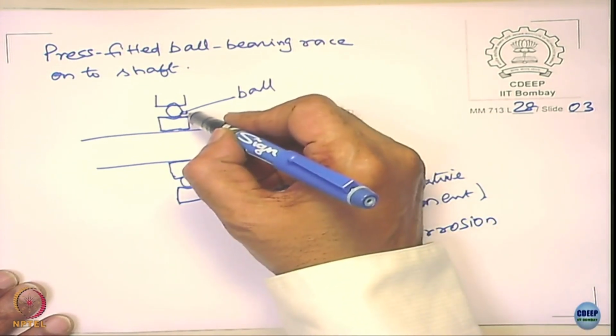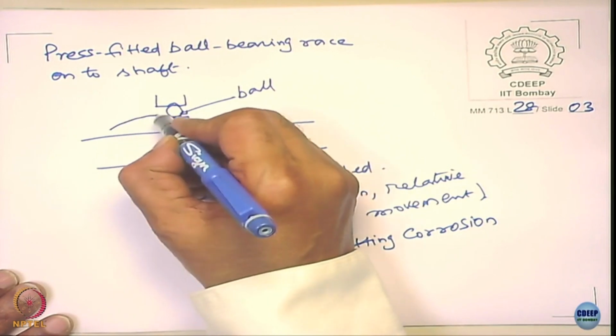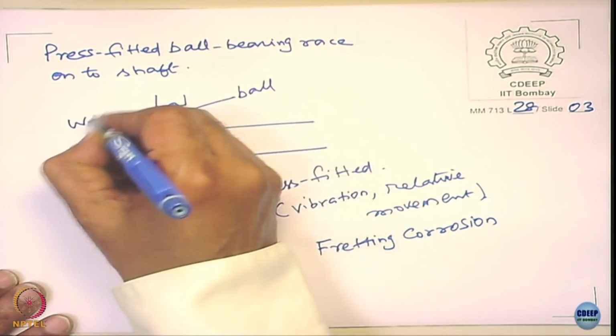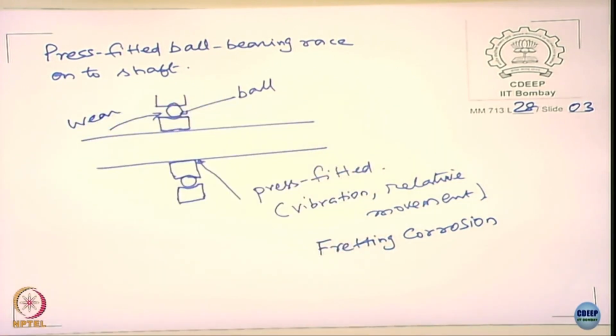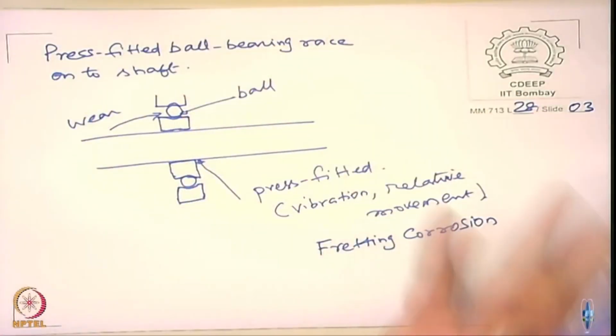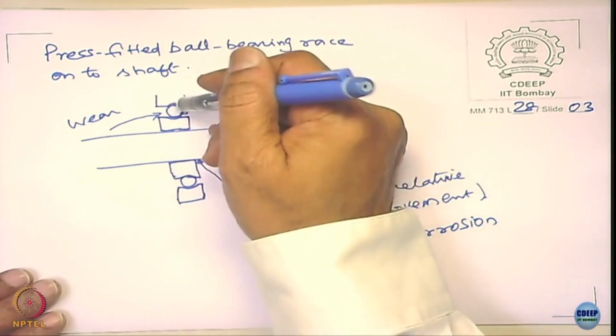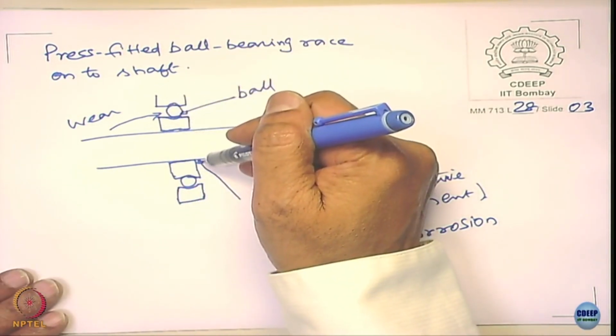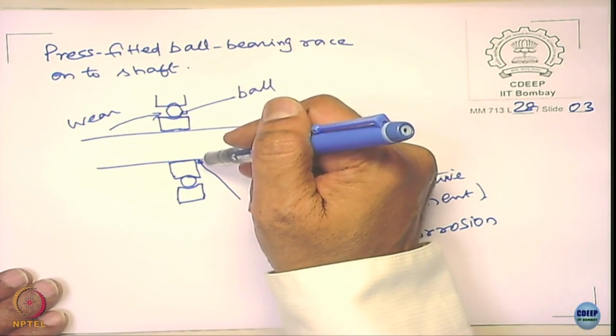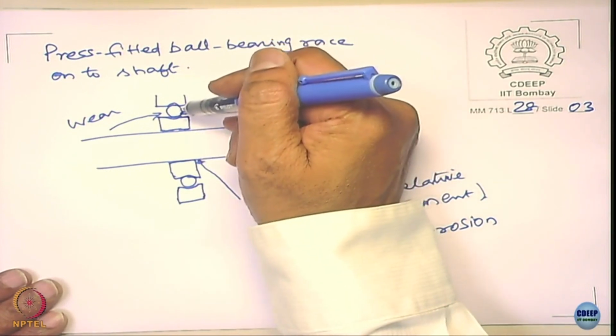The failure that happens here, what do you call this? We call it a wear failure. If there is some corrosive liquid here, then it becomes a corrosive wear. So the difference between this and this place is that the relative movement between these two is not very large, but here the relative movement is quite large.